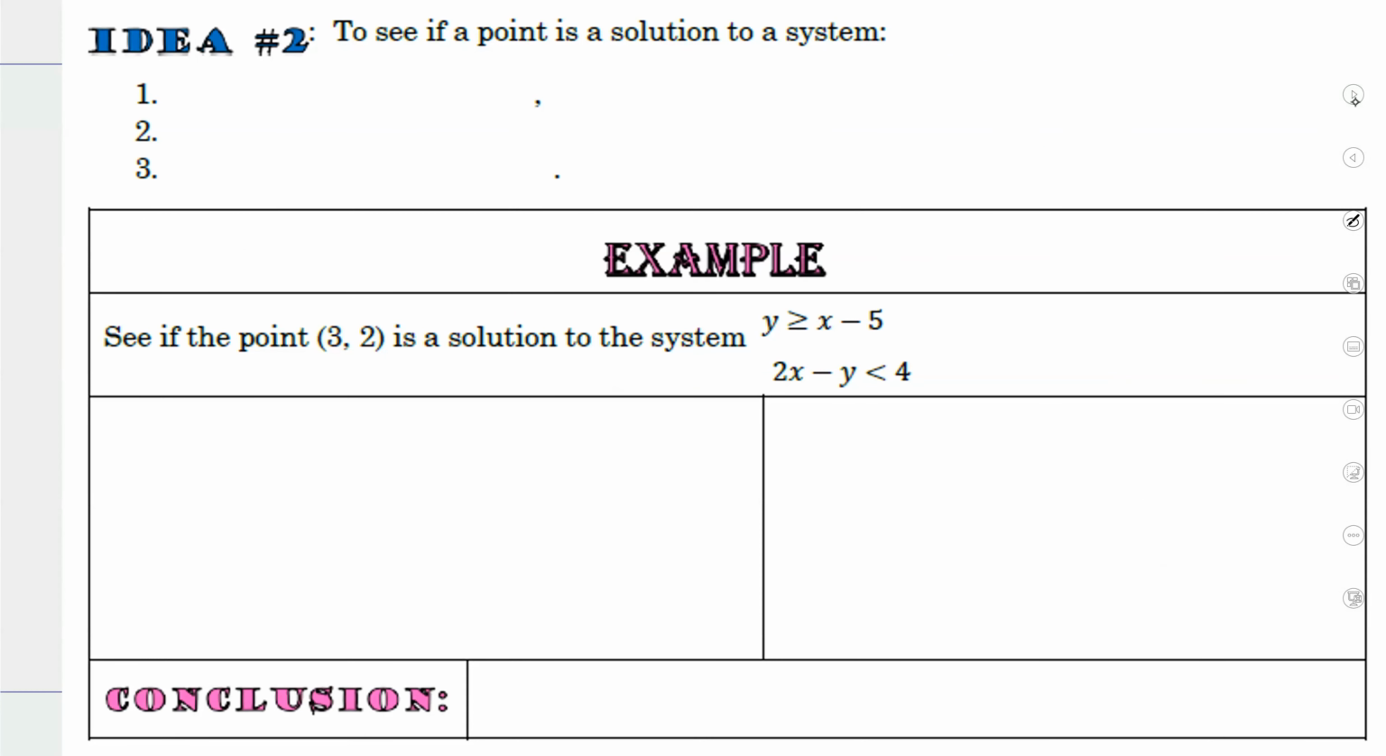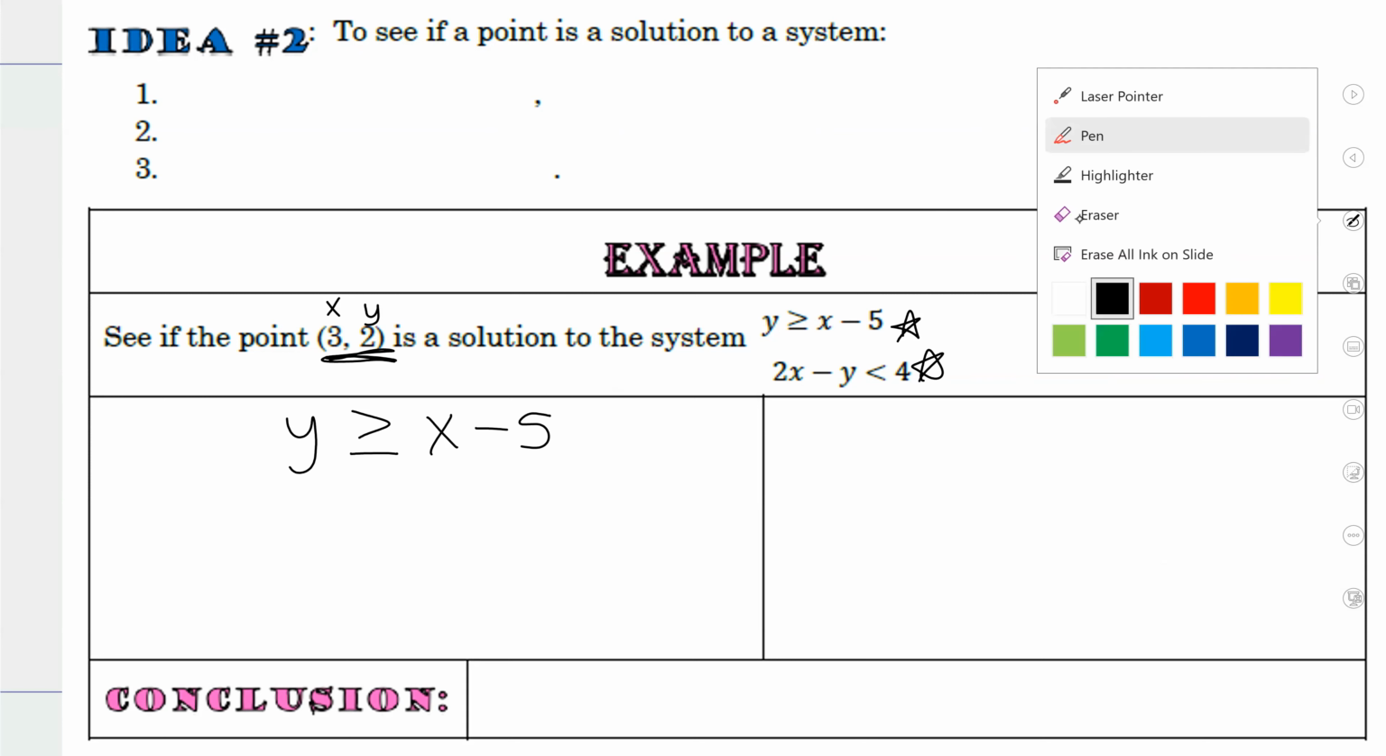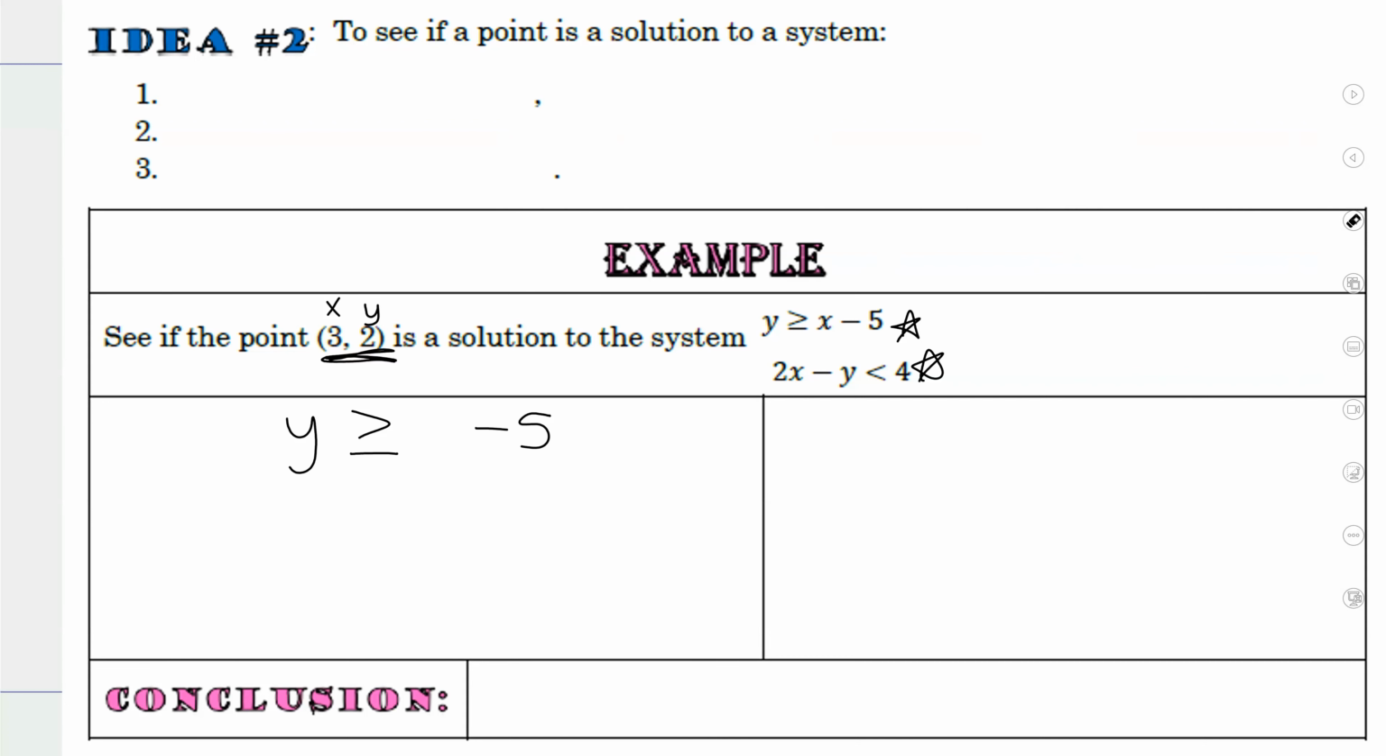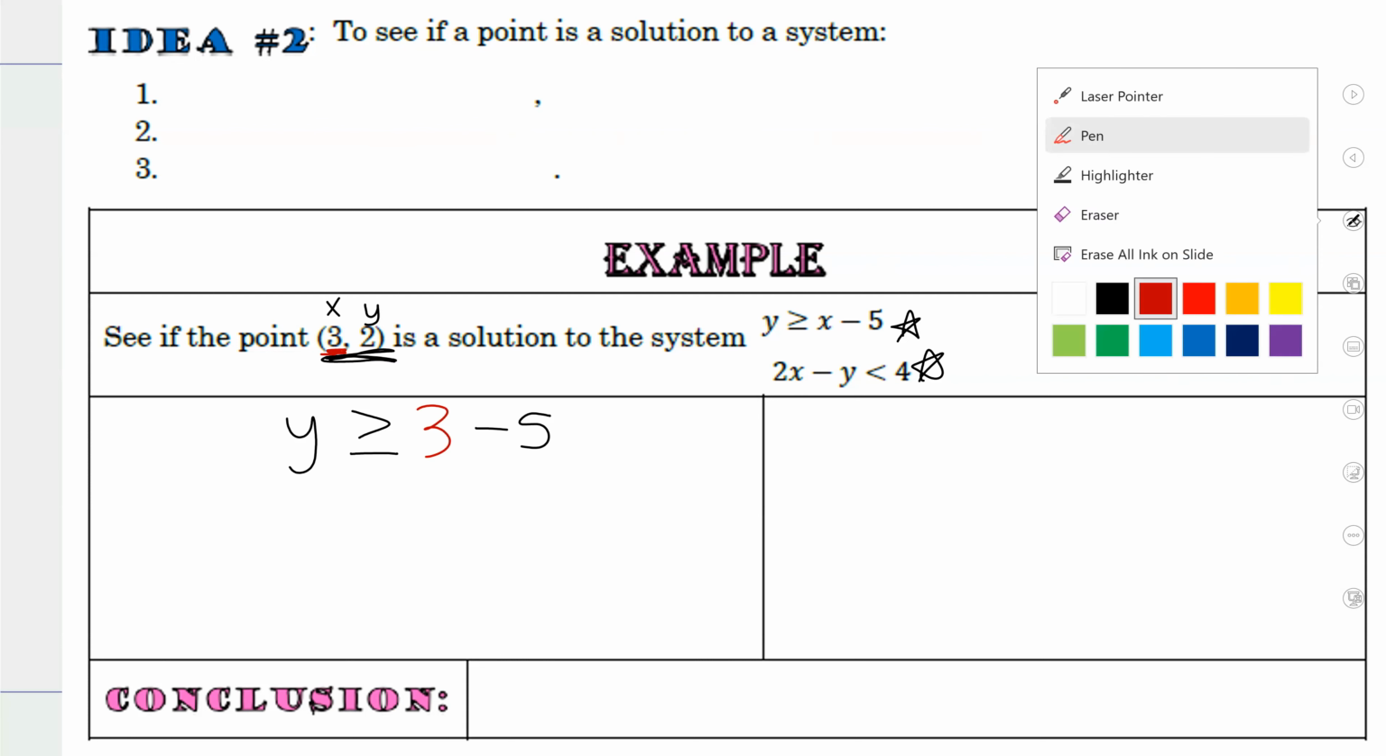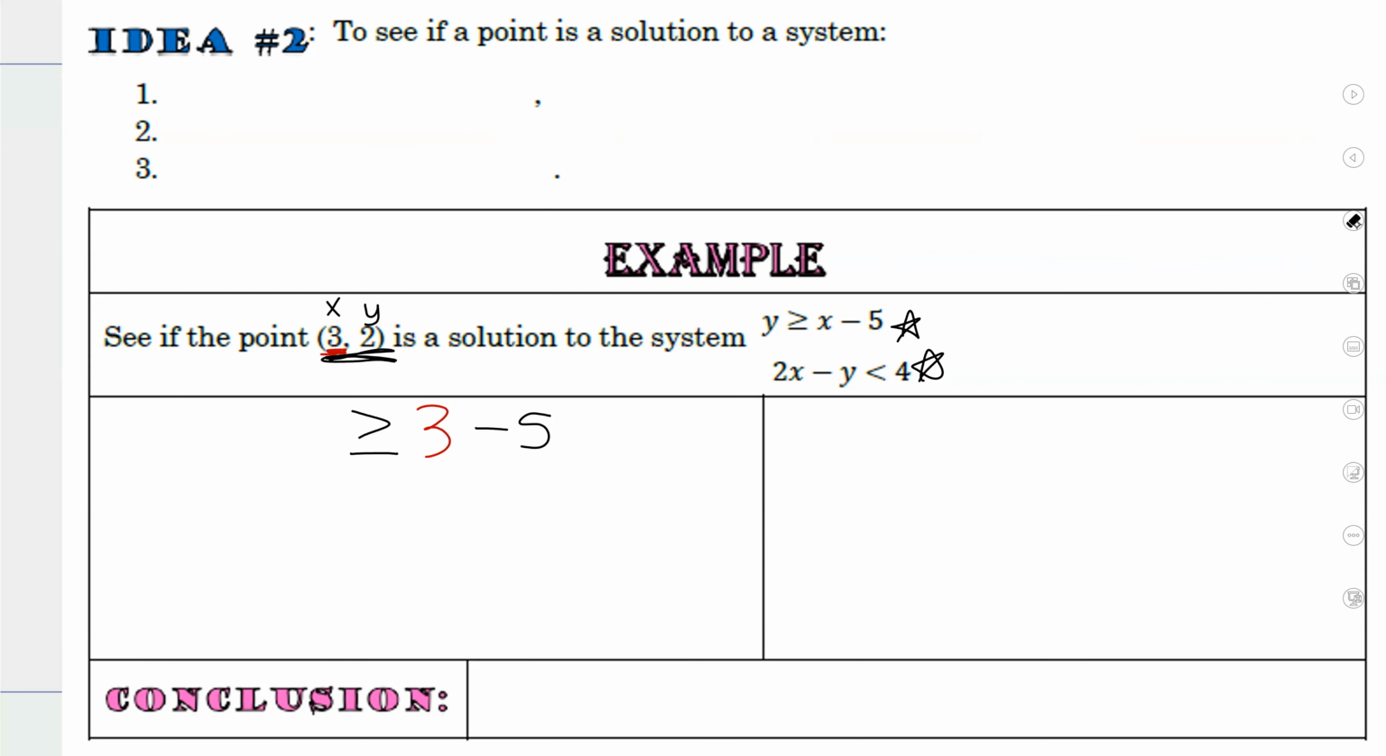So we saw that we can graph these two lines and see what points are in the shaded area. Well, we can also figure out if this point is a solution, not by looking at the graph, but by just plugging the points into the problem. So I'm going to write the first one down. This says y is greater than or equal to x minus 5. Now, this is the x value, and this is the y value of the point they gave me. So I'm going to erase the x, and in its spot, I'm going to put 3, because that's what they gave me. And then I'm going to erase the y, and I'm going to put a 2.